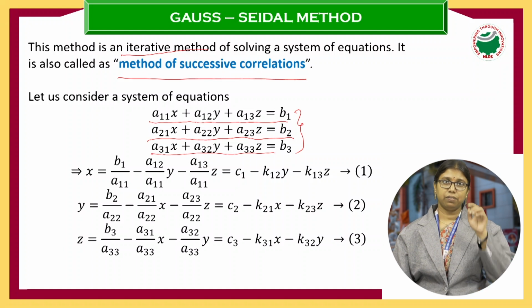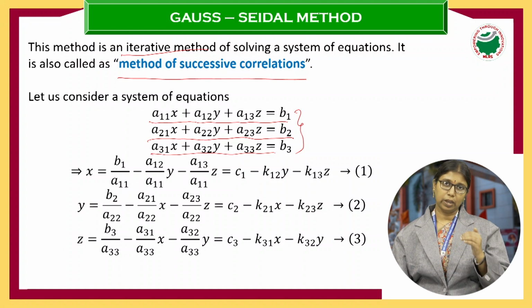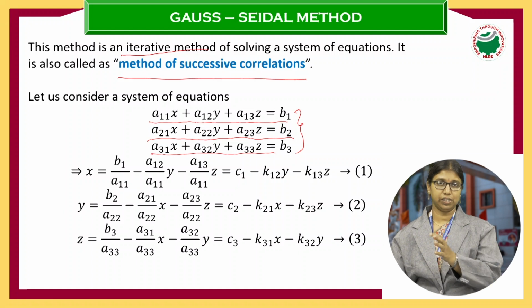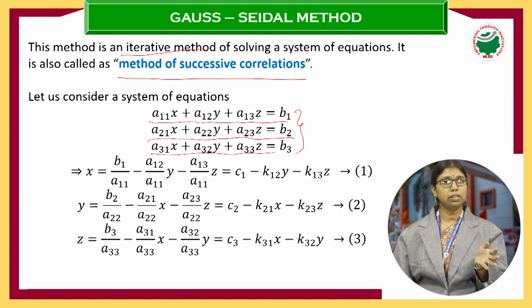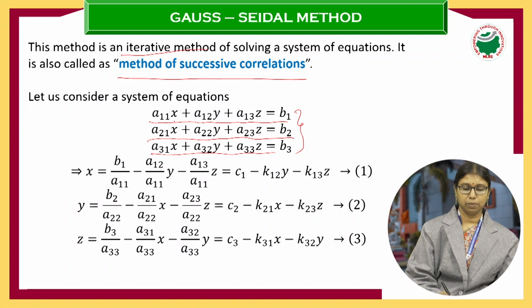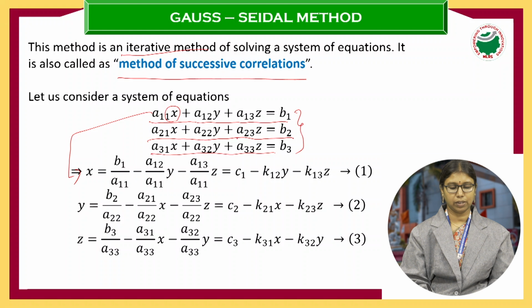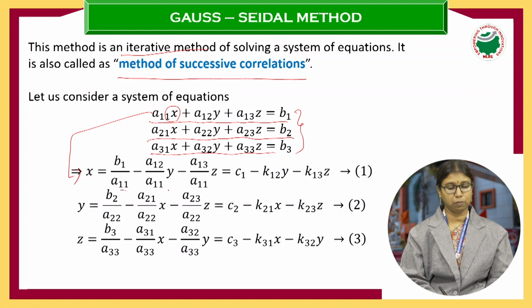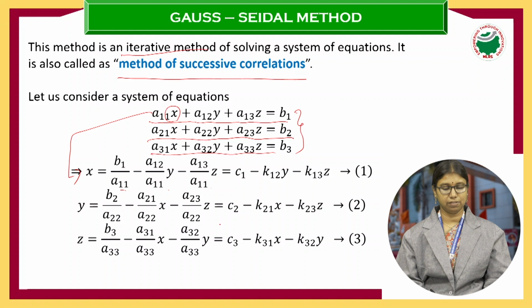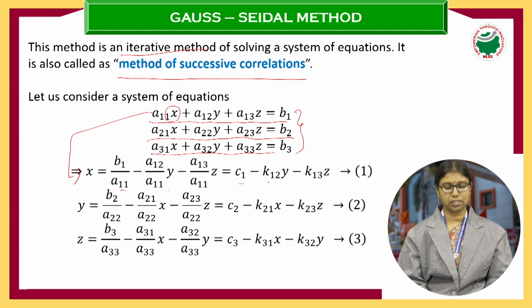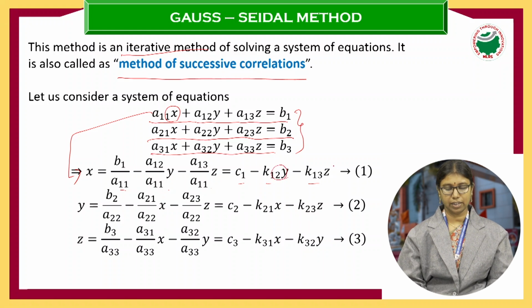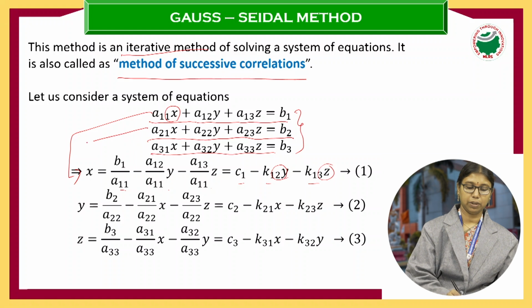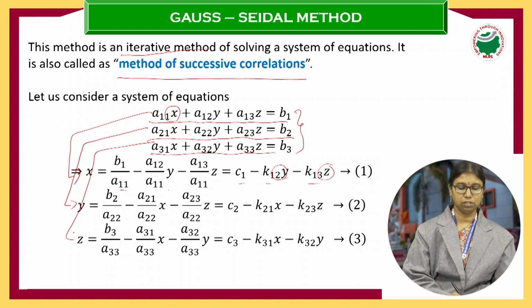To solve this system of equations, in the first step, you have to separate one variable from each equation: the first variable from the first equation, the second variable from the second equation, the third variable from the third equation. So in the first equation, your first variable is x. Here I separated x. Then you will get x value as b1 by a11 minus a12 by a11 y minus a13 by a11 z. For simplicity, I am taking these values as c1, k12, k13. So we got x value in terms of y and z. Similarly, from the second equation, you separate y, and from the third equation, you separate z.